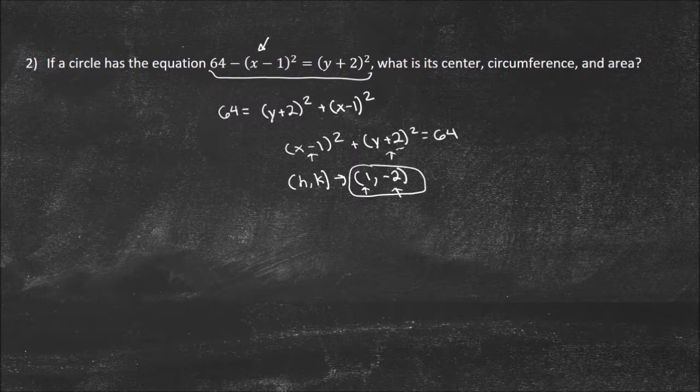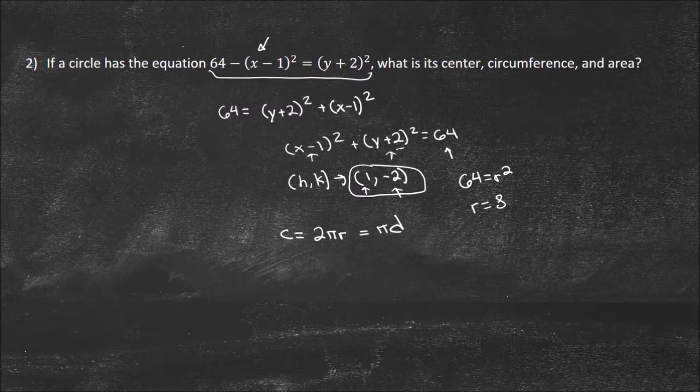And now the circumference. So C equals, like we said, 2 pi r or pi d, d for diameter. And we're not just given the radius, we have to find it. But if we remember this formula for a circle, we know that this equals r squared. So 64 equals r squared. Take the square root of both sides. We know that r equals 8. So now I'm going to use my 2 pi r formula, and C equals 16 pi. So now I have the circumference as well.